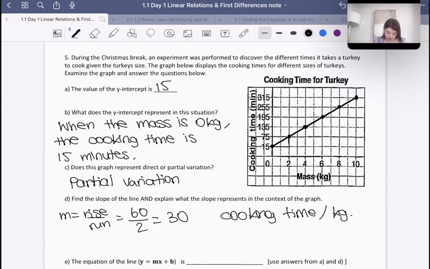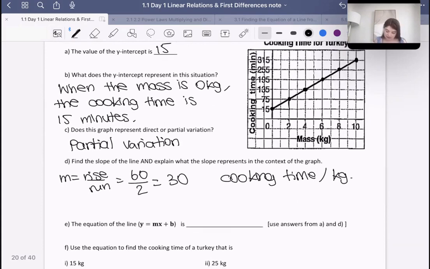The equation of the line is y equals mx plus b. So let's just do y equals 30x plus 15, because all we're doing here is taking the answer from A and putting it in for the b value, because the y-intercept is the same as the b value. And m is what we just found in the last part, and that's going to be 30.